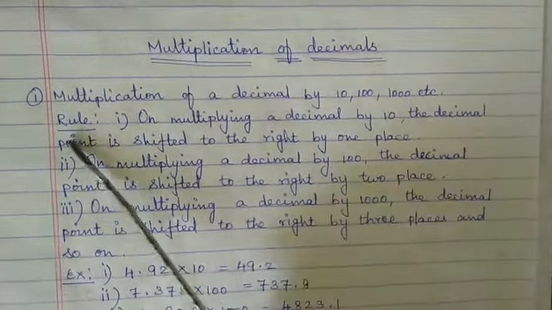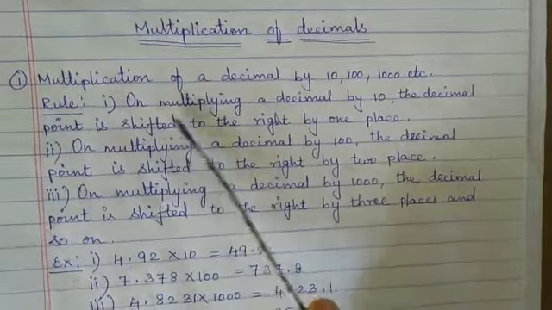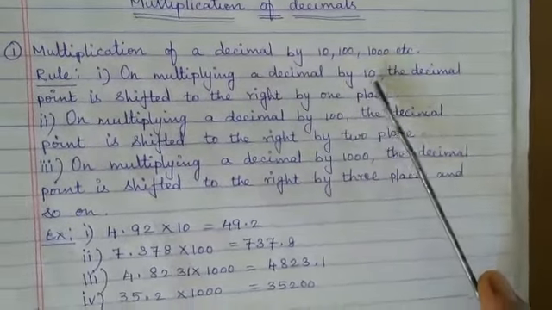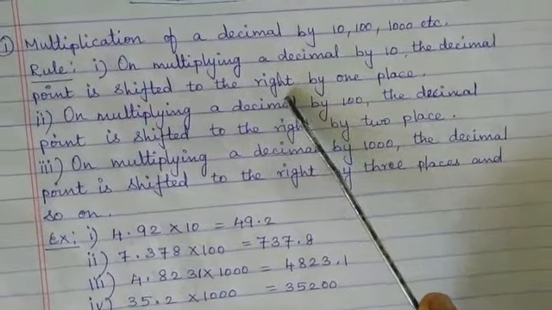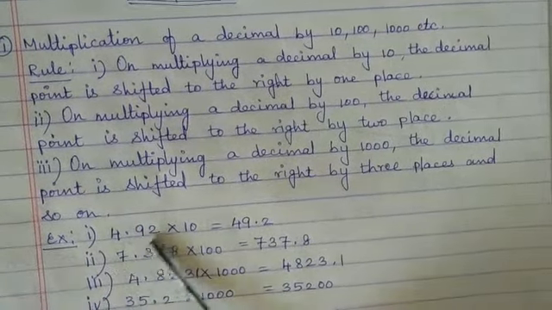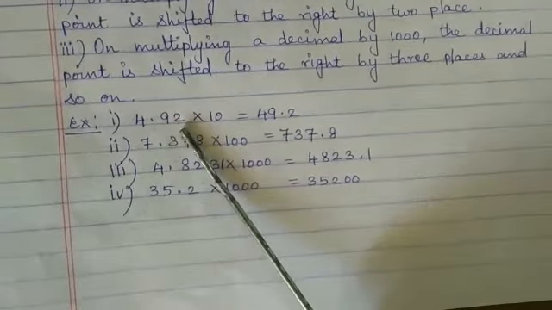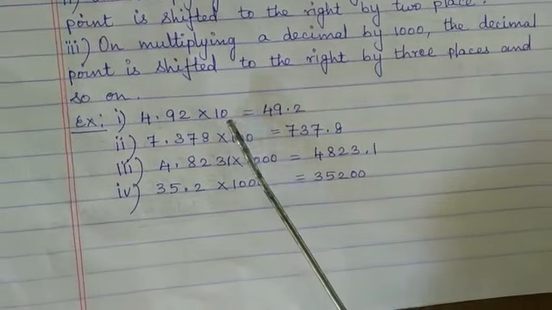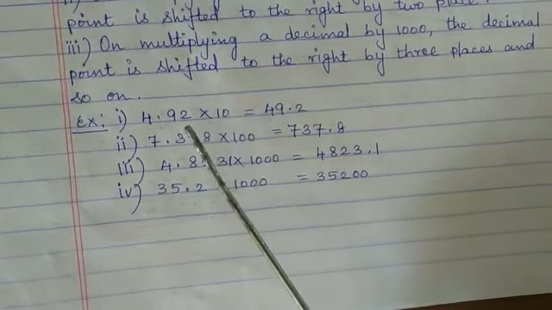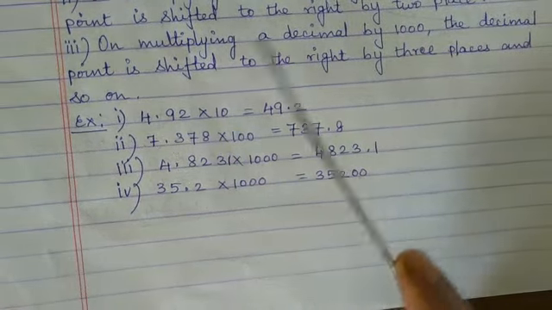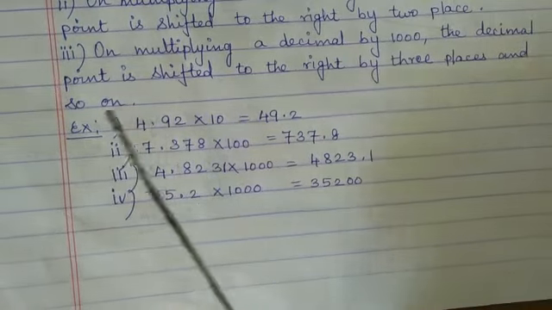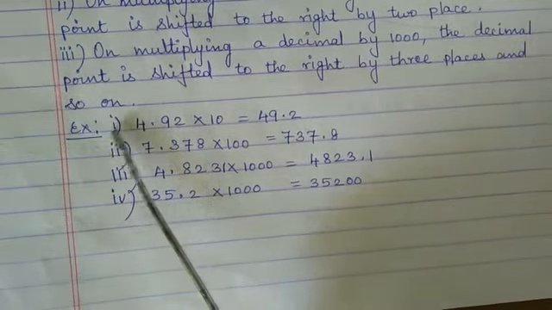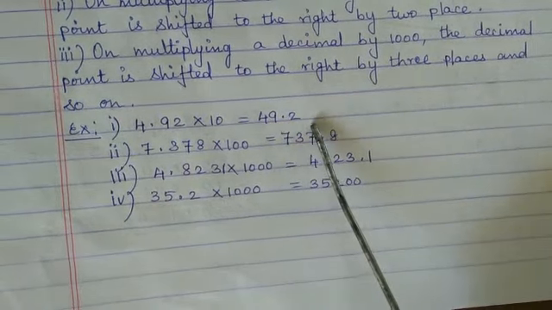So what is the rule? First, on multiplying a decimal by 10, the decimal point is shifted to the right by one place. See the example, 4.92 multiplied by 10. You are multiplying by 10, so the point is shifted to the right by one place, that is 49.2.